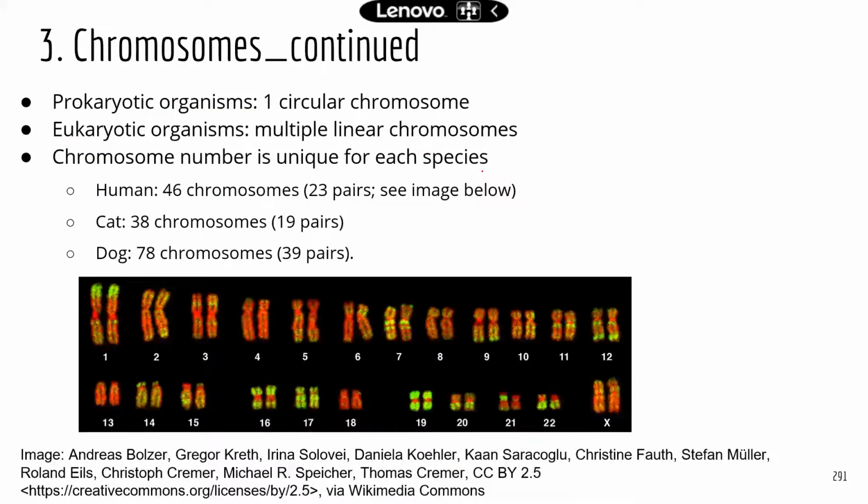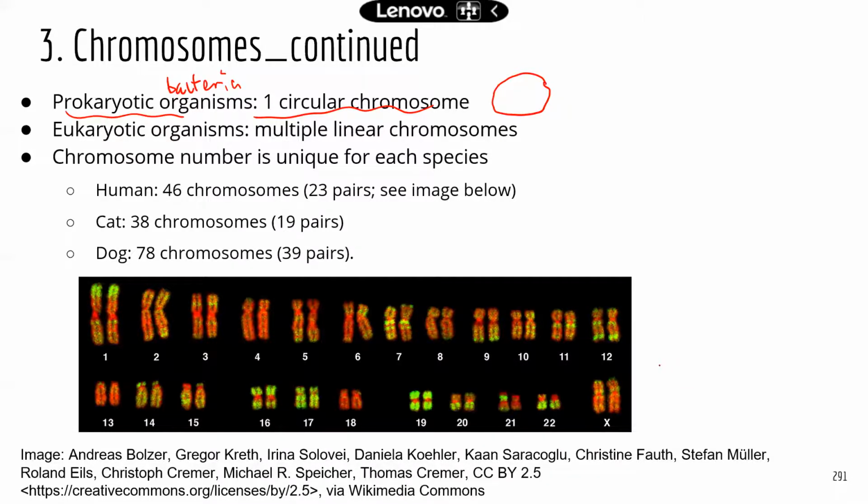Now, prokaryotic organisms normally have one circular chromosome. It's circular, and there's only one chromosome because they are very small organisms. Prokaryotic organisms are bacteria, so their genomes are pretty small. So usually they just have one circular chromosome. For eukaryotic organisms, which are typically bigger, they have more genes. So they will have more chromosomes. And usually those chromosomes are linear.